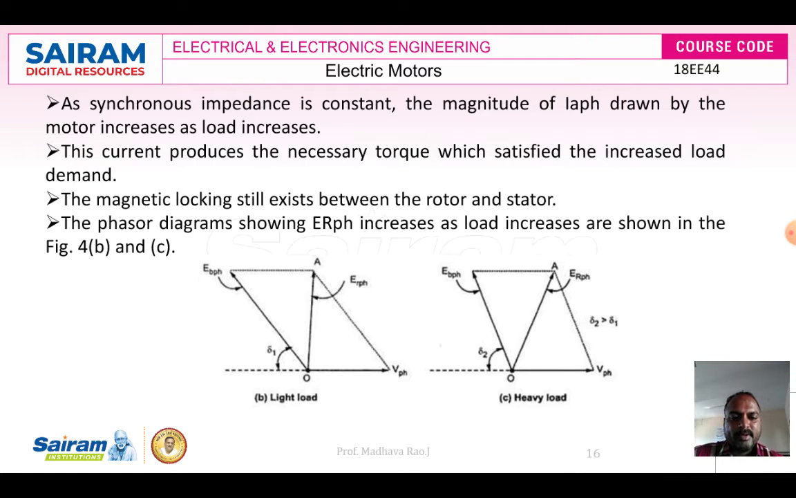Already we have seen the magnetic locking concept in previous videos, the differences between the rotor and stator fluxes. Based on the magnetic locking concept, the synchronous motor operates. Coming to the phasor diagrams, delta 2 is for heavy load and delta 1 is for light load. When the load increases, the load angle will increase. You can see the differences in these vector diagrams.